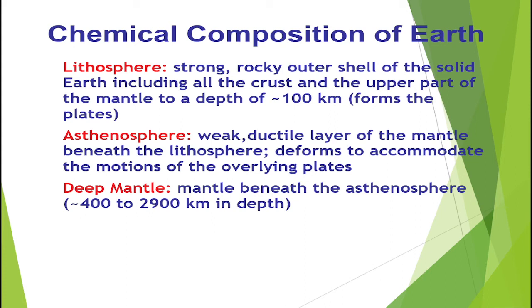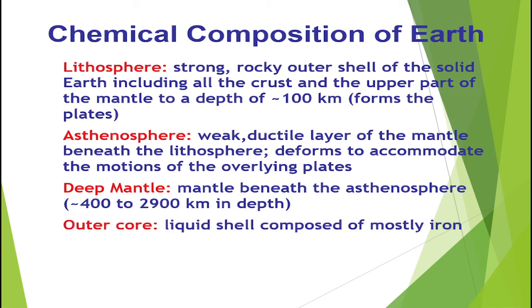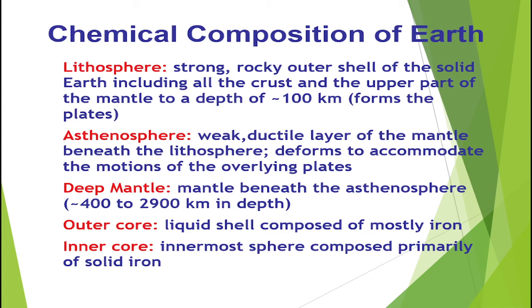The third layer is known as the mantle, which is further subdivided into the upper mantle and lower mantle. The next layer beneath the mantle is called the core, comprised of the outer core, which is said to be molten iron. And it is followed by the inner core, which is composed of primarily solid iron.